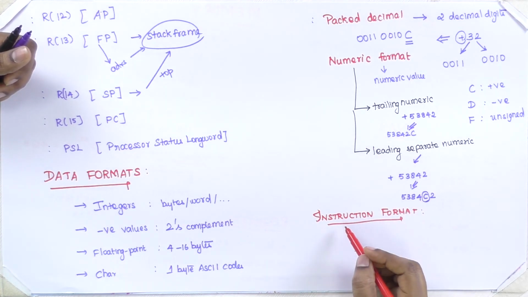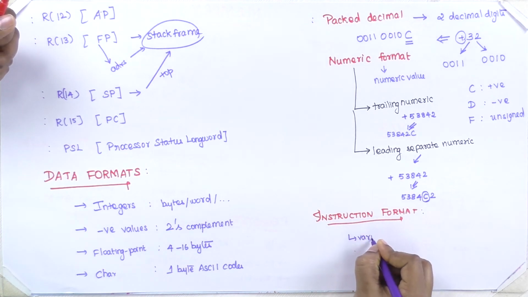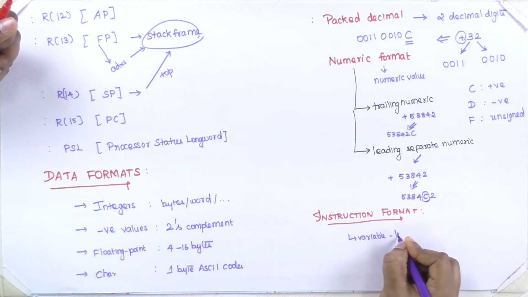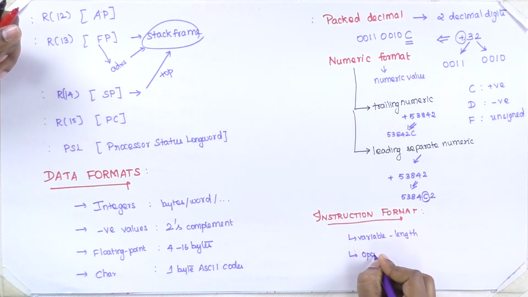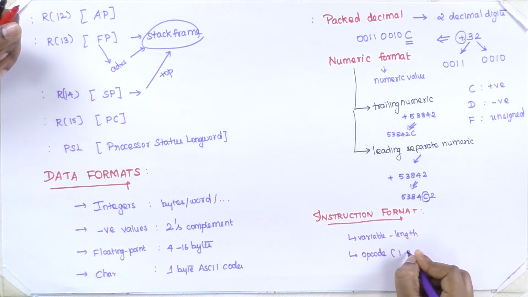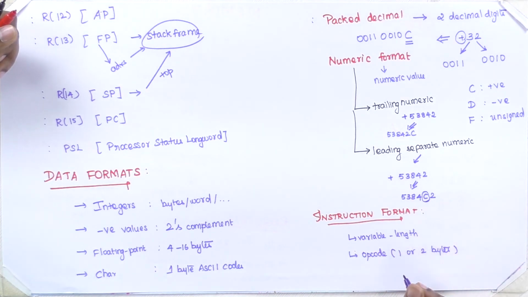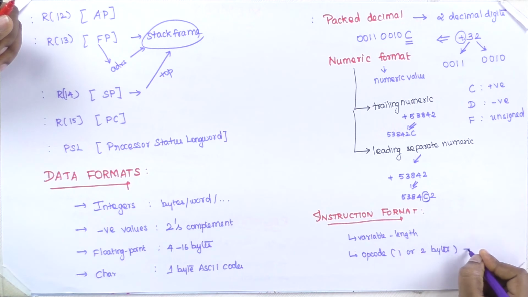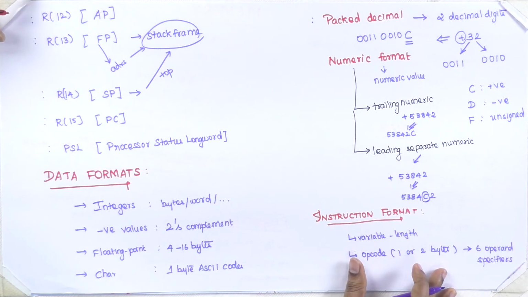So we are using variable length instruction format. Each instruction consists of opcode of 1 or 2 bytes, followed by up to 6 operand specifiers. So that's all about instruction formats.